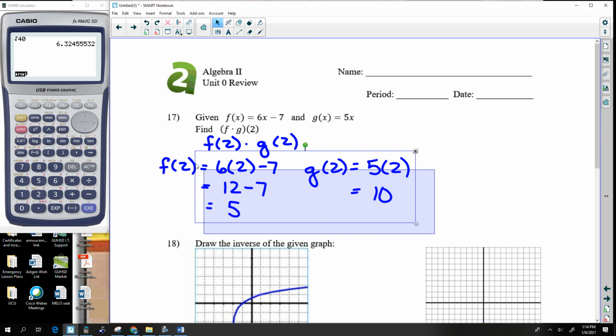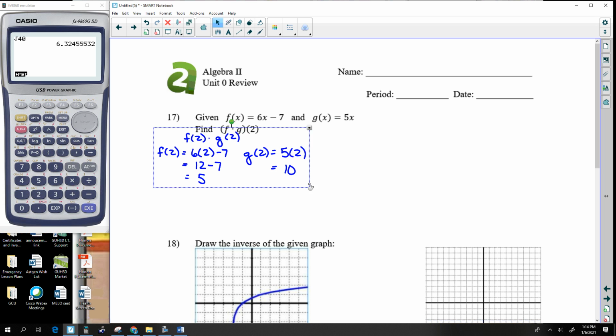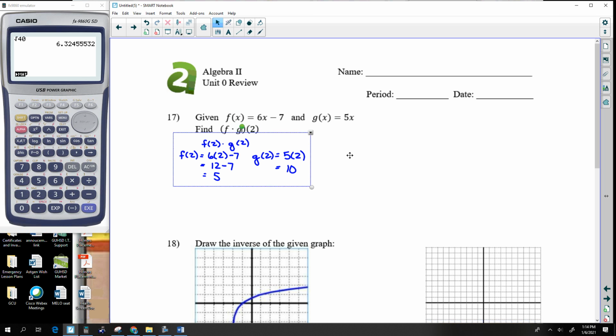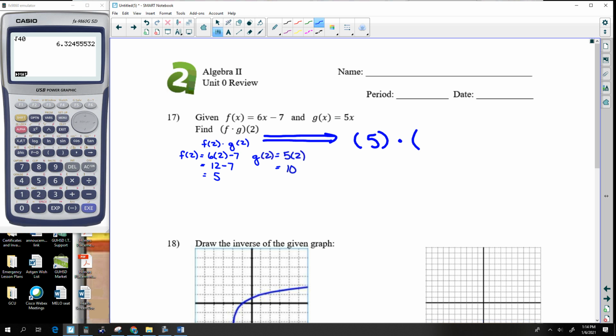Let's try to make this just a little bit better. So f of 2 times g of 2 is going to be 50. I think I did it a little bit different on the answer sheet. This is probably a little bit easier.